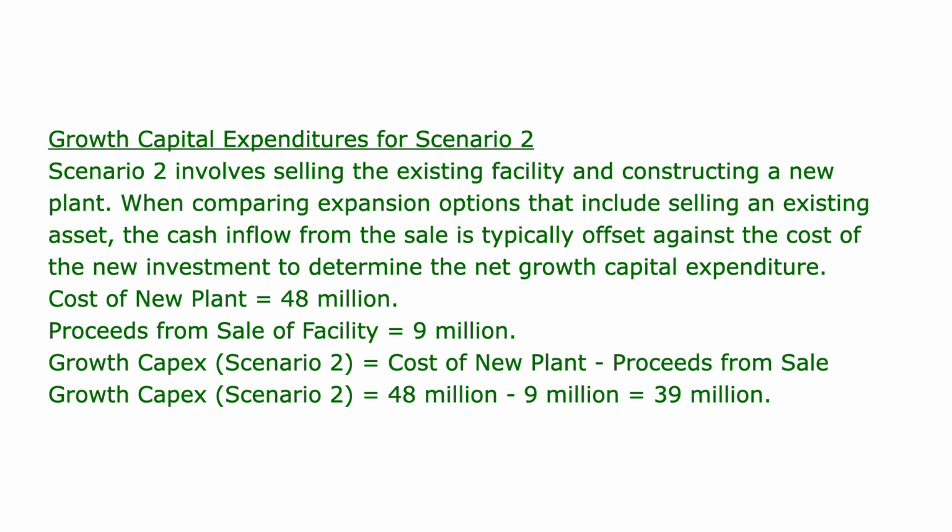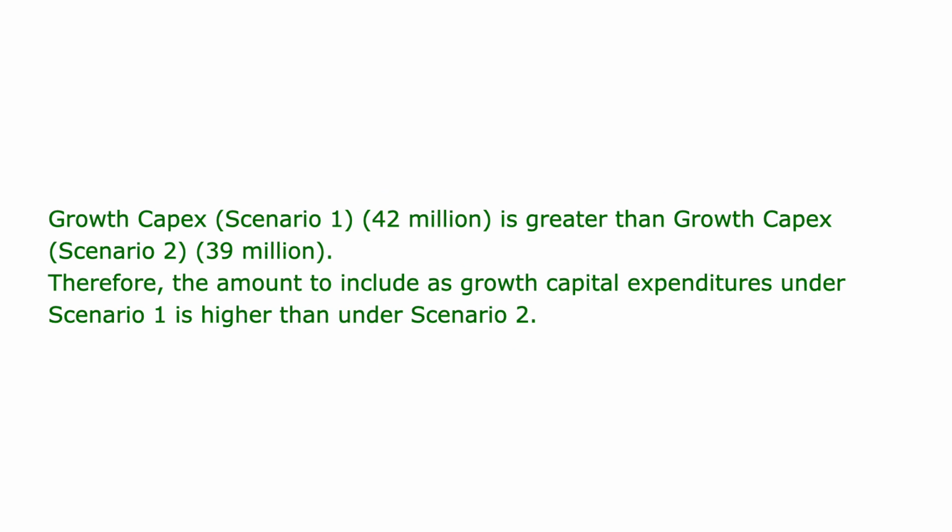The net growth capital expenditure is calculated by subtracting the proceeds from the sale of the existing facility from the cost of the new plant. Scenario 2 involves selling the existing facility and constructing a new plant. Growth capex, Scenario 2, $39 million. Growth capex is higher in Scenario 1 than Scenario 2.